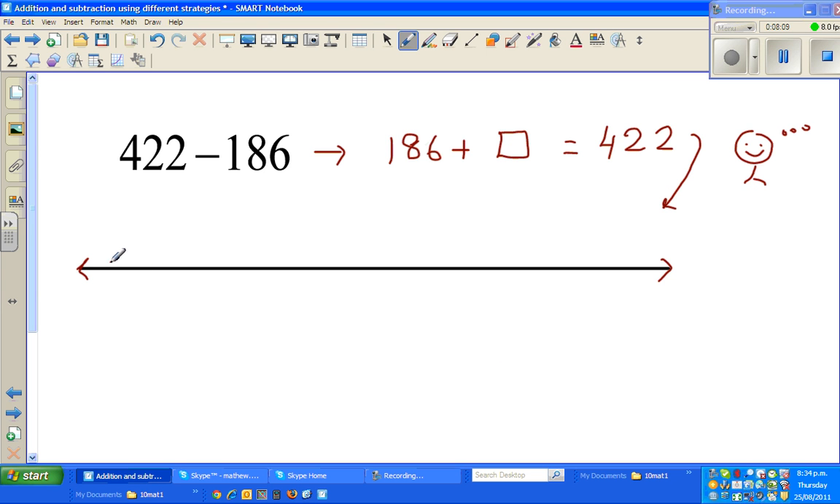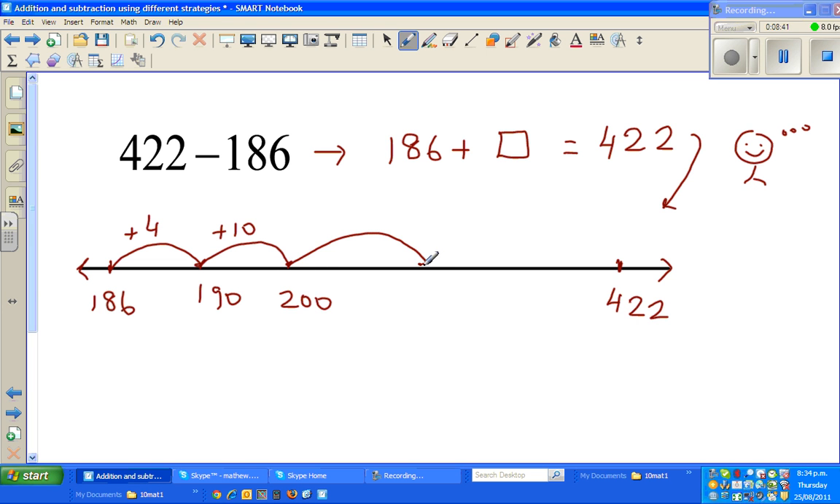So I'll start with 186 here. This is not drawn to scale. And this is 422. I'll reach the nearest tidy number, which is 190. That's pretty easy, you have to go 4 to the right. That's why it's plus. And then I'll go to the next tidy number, which is 200. That is 10.